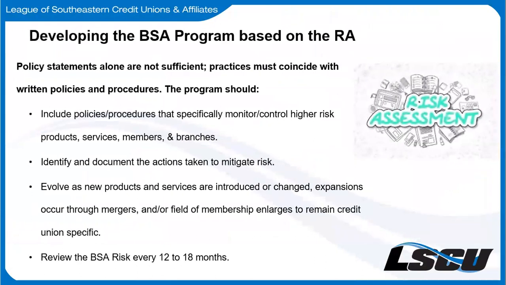Once we've completed our risk assessment, we can then use the data we collect to develop our BSA program with written policies and procedures tailored to our credit union. We should always include monitoring high-risk products, services, members, or branches, and identify any actions taken to mitigate those risks, as well as ensuring that we are evolving our risk assessment as any major changes happen to our credit union, such as mergers, growth in field of membership, or changes in products and services. Without any new changes, it is recommended to review your BSA risk assessment once every 12 to 18 months on the same timeline as your BSA audit.